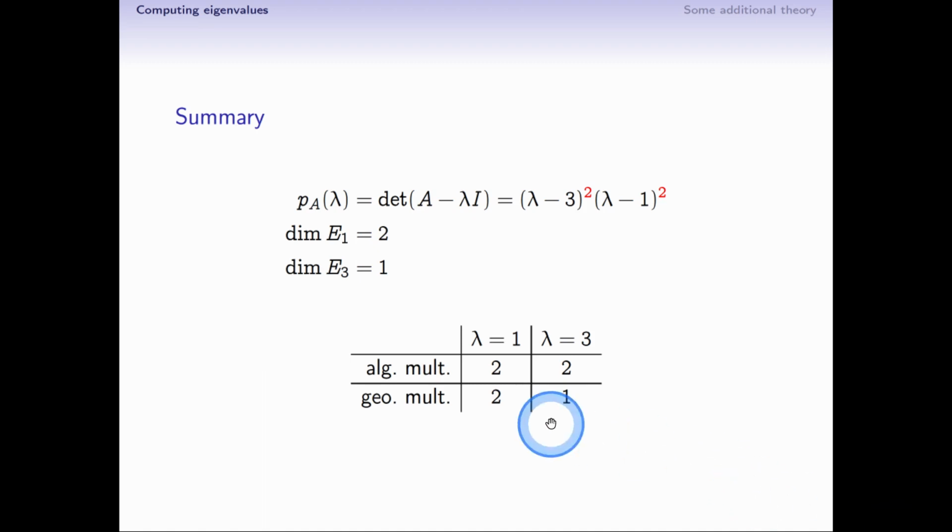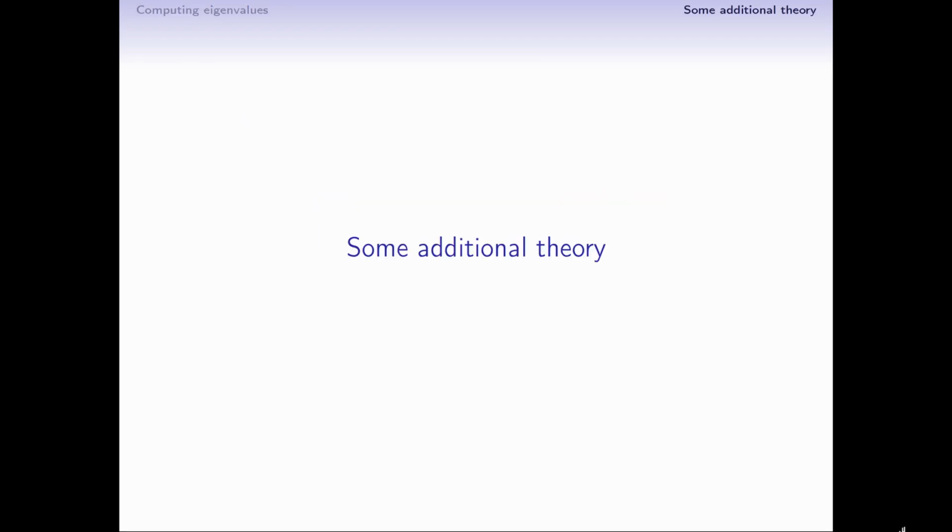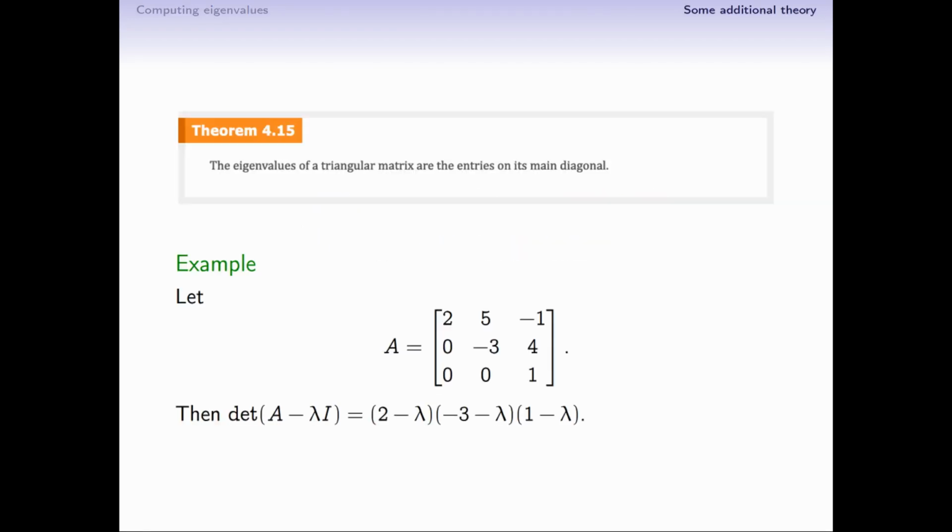Now, what we'll find is that the geometric multiplicity will always be less than or equal to the corresponding algebraic multiplicity. But as this example shows, in the case of lambda equals 3, the geometric multiplicity can come up short of the corresponding algebraic multiplicity. Now let's study some additional theory, and we'll begin with theorem 4.15. The eigenvalues of a triangular matrix are the entries on its main diagonal.